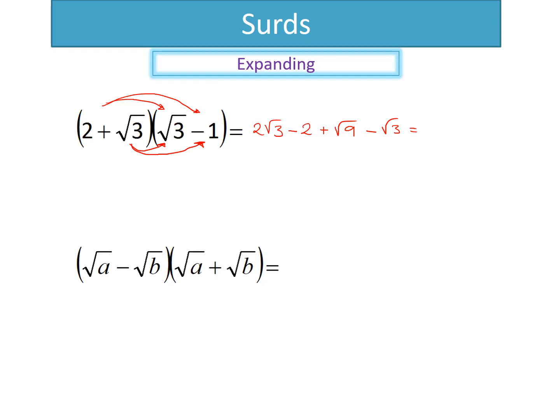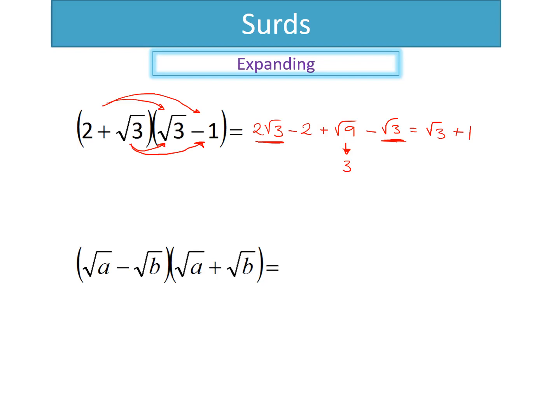Okay, so now I can simplify those surds here, and that is going to be simply root 3. Now remember that root 9 is 3. So I have -2 add 3, which is +1.